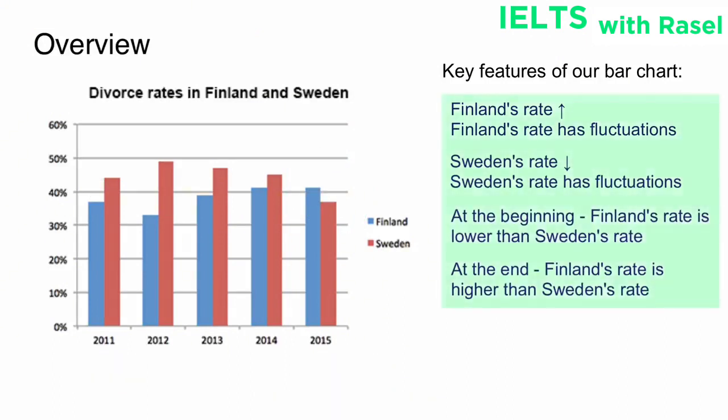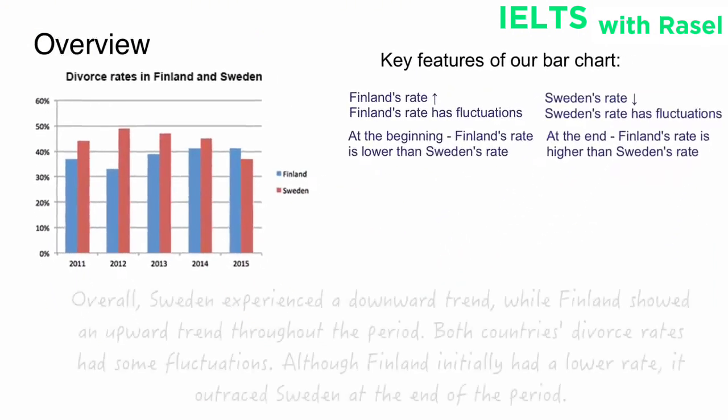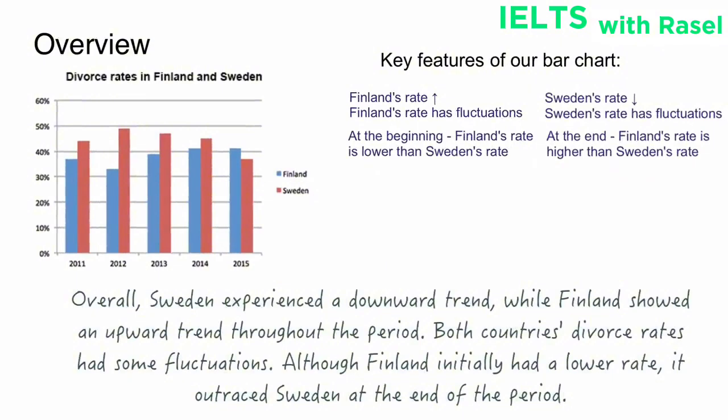Now let's use the key features that we gathered to write our paragraph. Here is how I wrote it. Overall, Sweden experienced a downward trend, while Finland showed an upward trend. Throughout the period, both countries' divorce rates had some fluctuations. Although Finland initially had a low rate, it outstripped Sweden at the end of the period.